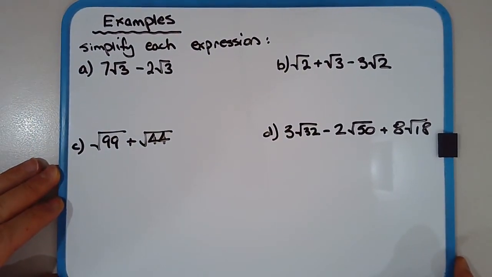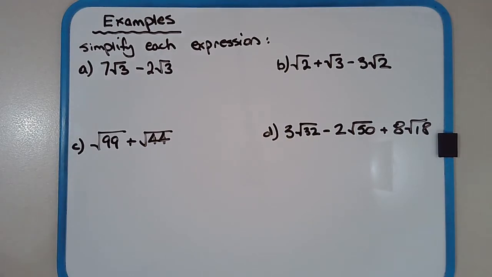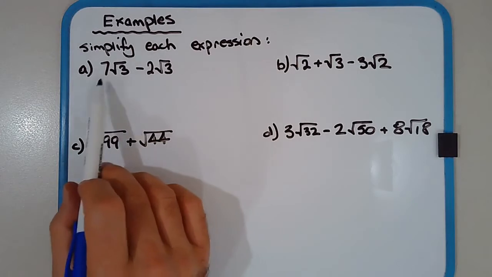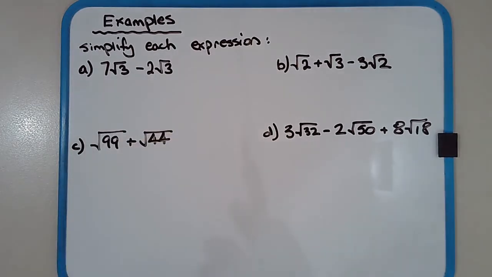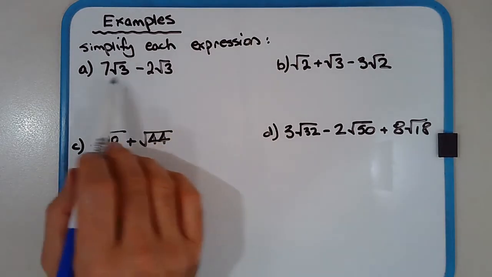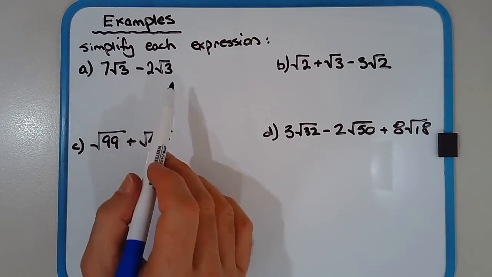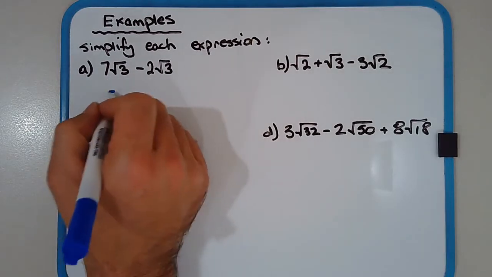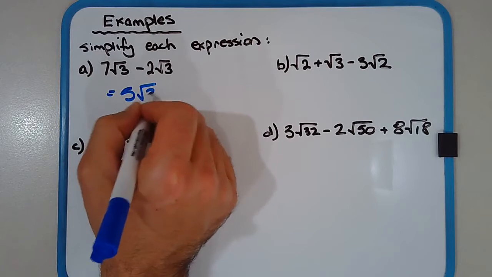If you like, you can pause the video at any time and give these examples a go, and then play the video and check your solution against the worked solution here. First one. 7 root 3 minus 2 root 3. Pretty straightforward. The surds are identical. They're like terms. 7 minus 2 is equal to 5 lots of root 3.